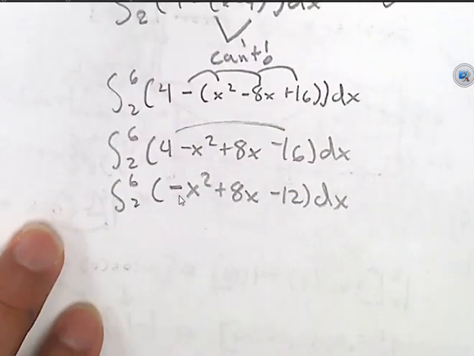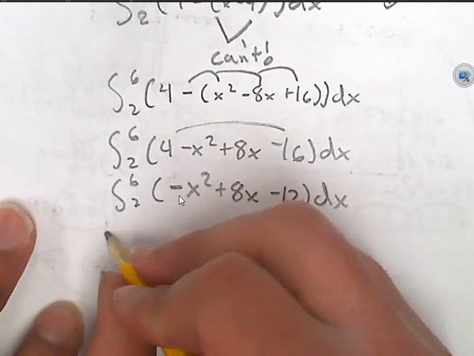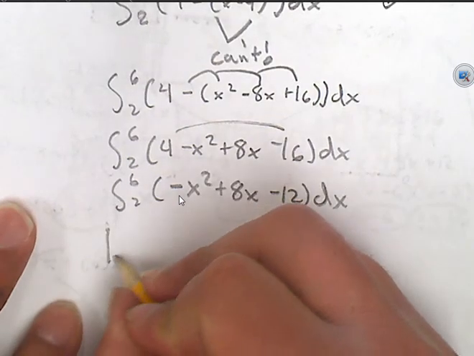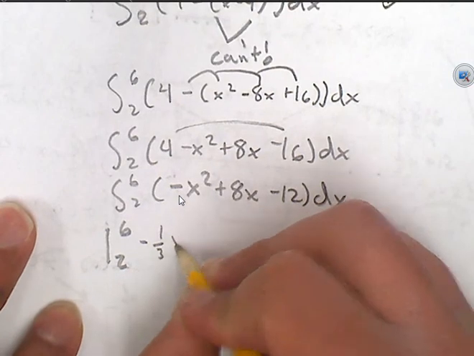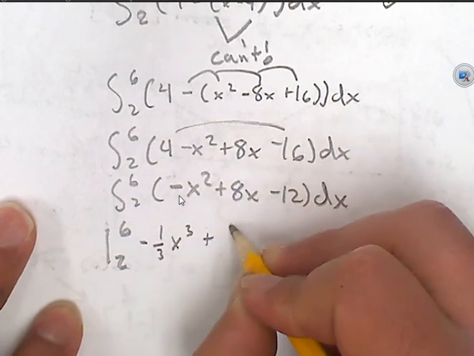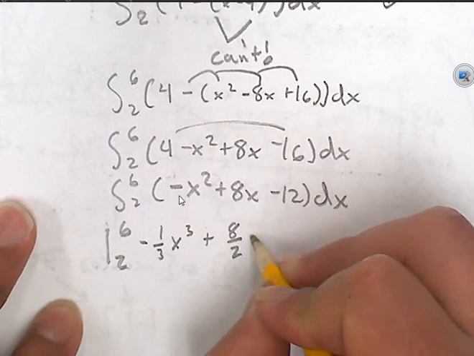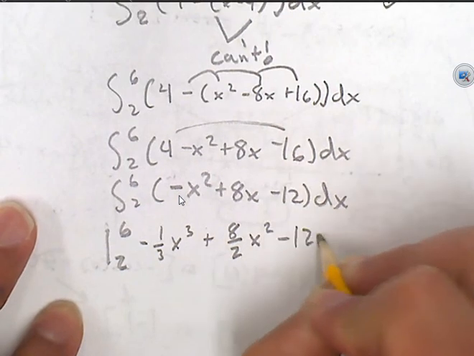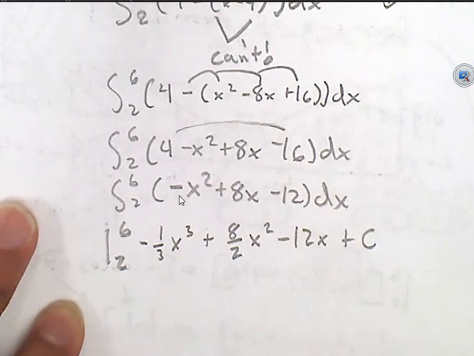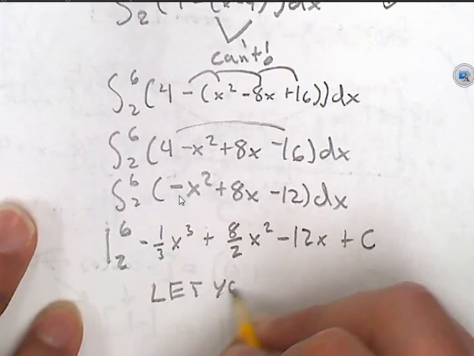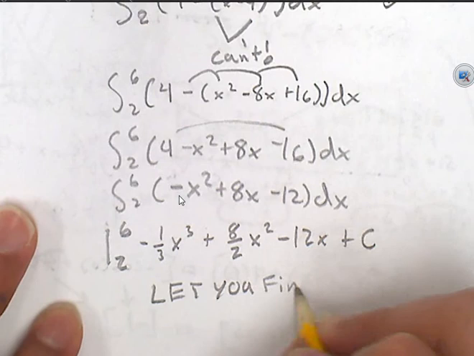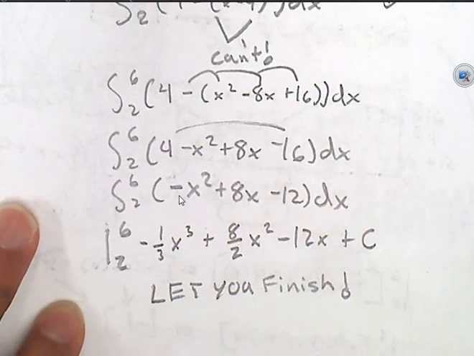Evaluated from 2 to 6: negative 1/3 x cubed plus 8 over 2 x squared minus 12x plus c. And I'll let you finish because I'm about out of time.